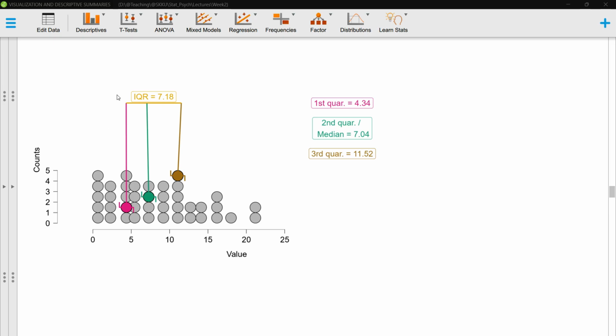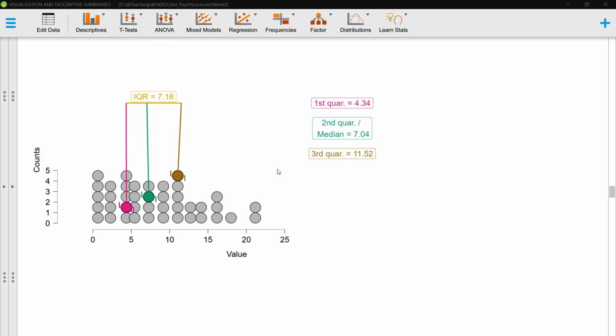And here we see the IQR, and that is 7.18. What does IQR represent? This is the interquartile range. This is a kind of range. Range is the difference between the minimum value and the maximum value. But the interquartile range is within the range, in the middle. The range of the middle is the difference between the third quartile and the first quartile. This is the interquartile range.